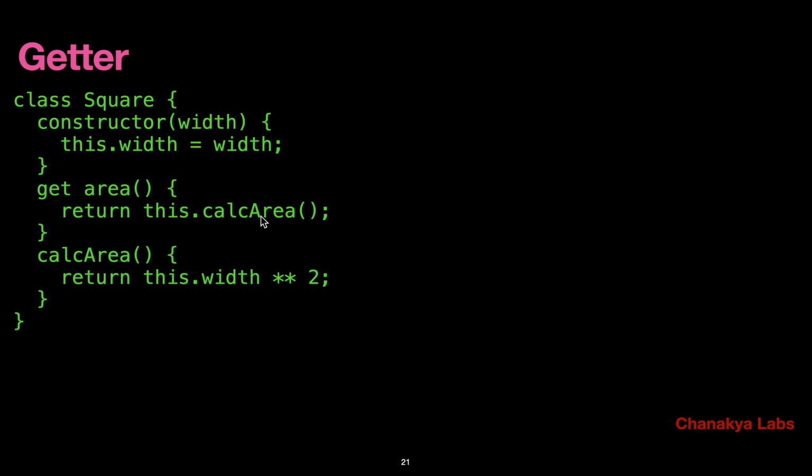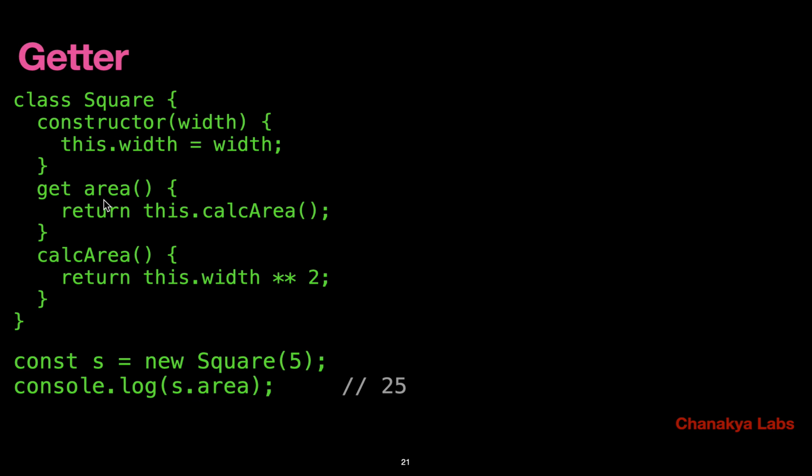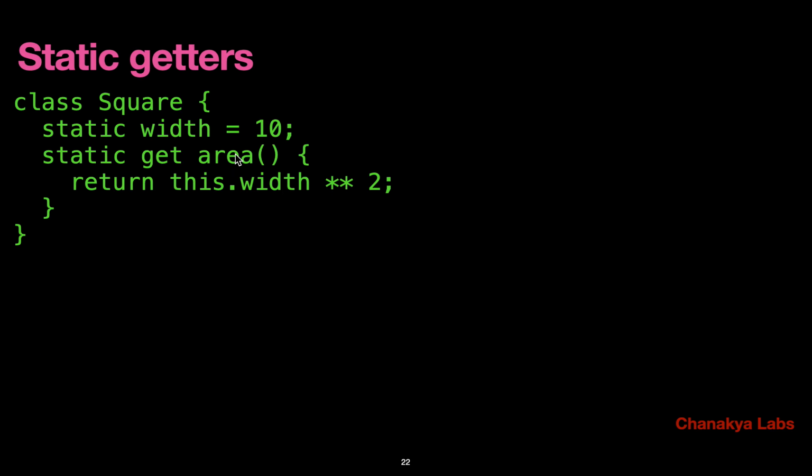And this was a normal getter. In fact, there can be a static getter also. Like static attributes can be there, static functions can be there, similarly static getter can also be there, which means that instead of get area, you will have static get area. And again, here you cannot use instance variables, because that will be undefined. You can only use variables which are again static in nature.